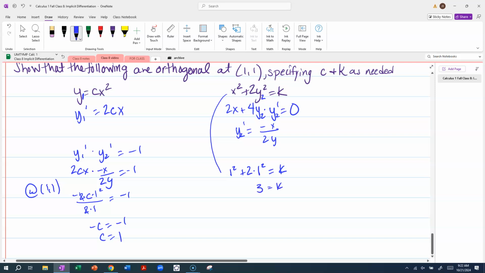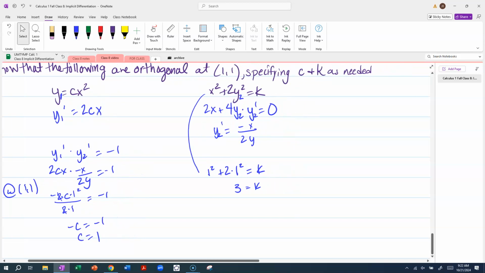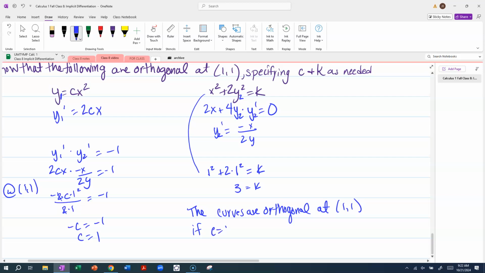Okay, so then I'm going to write a concluding statement to wrap everything up. The curves, whoa, that was really curvy. The curves are orthogonal at (1, 1) if c is equal to 1 and k is equal to 3. Okay, and that'll be enough for us to go on.